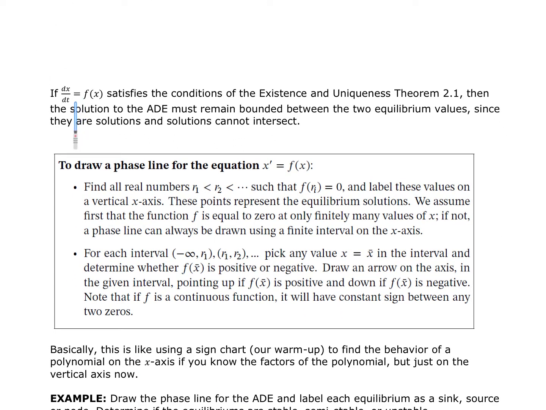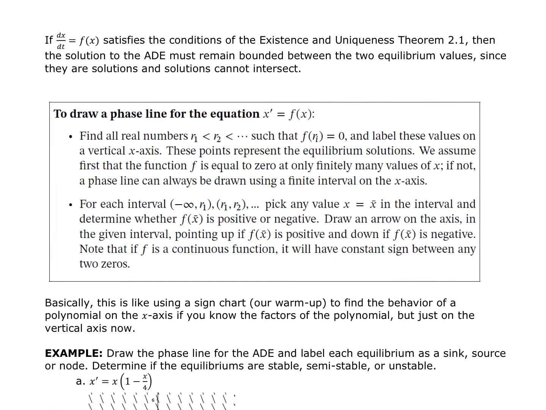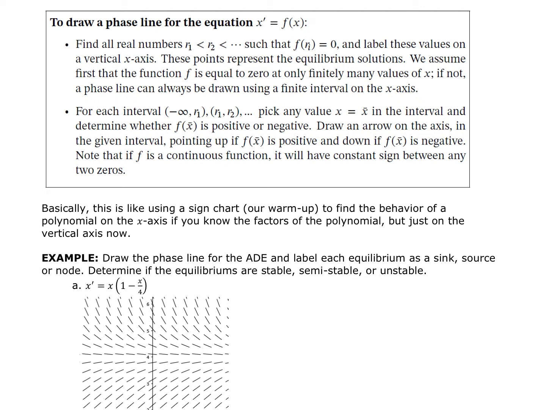Now, if my dx/dt equals f of x satisfies the conditions of the uniqueness theorem that we have in 2.1, then the solutions of all ADEs, which are autonomous differential equations, must remain bounded between two equilibrium values, since they are solutions and solutions cannot intersect. So to draw a phase line, basically what you want to do is determine whether or not you have an autonomous differential equation. And I would recommend that you just factor and graph it along the vertical axis as if it was a regular x-axis along the horizontal, and do the plus and minus.